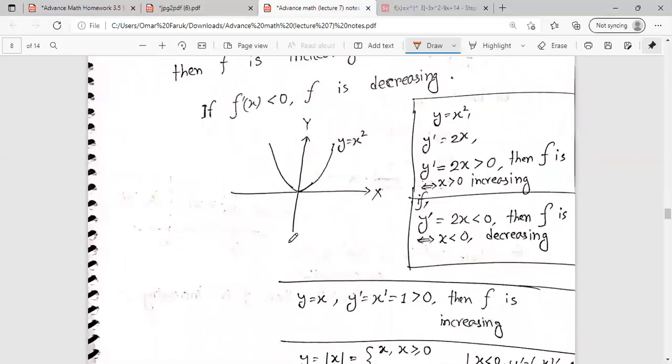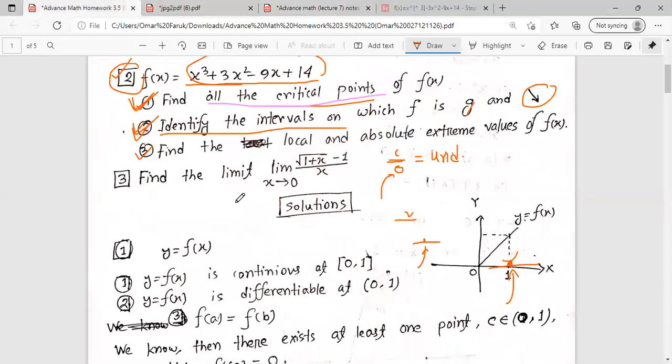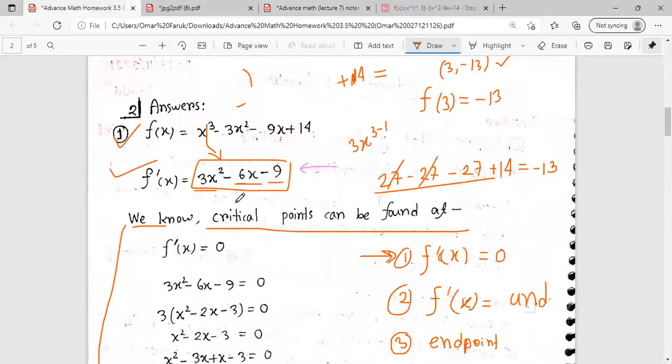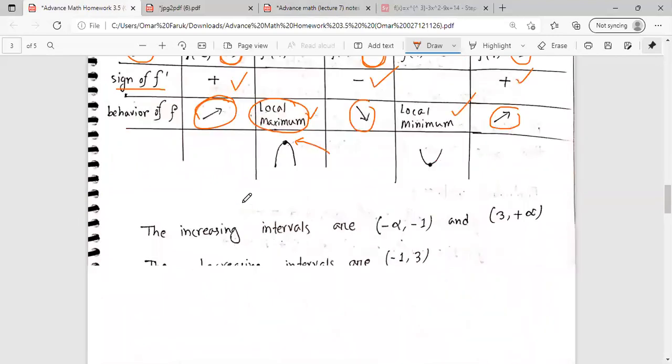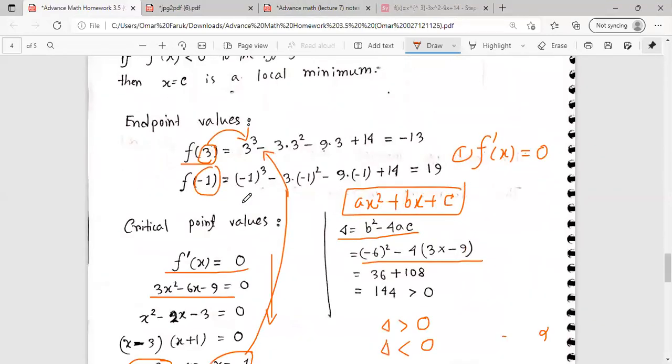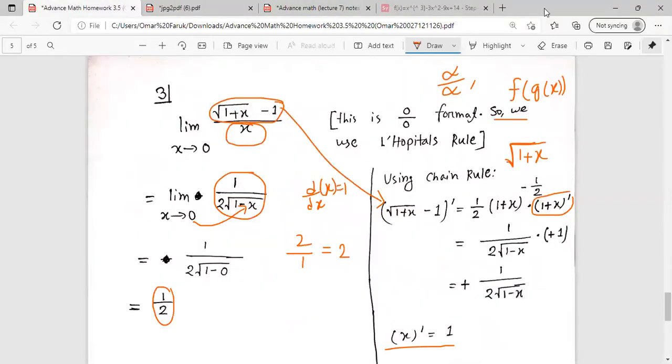Omar, I want to ask you something about the homework number 3. Yeah, of course you can. Number 3, yes. Can you repeat that? Yes, of course I can repeat it. Thank you so much. It is, limit x tends to 0, root over one plus x minus one by x. No, not this one. 2.3, that one. Okay. Before that.